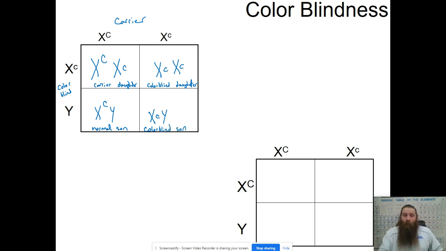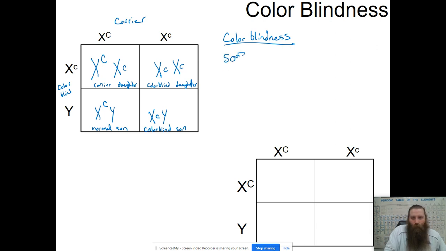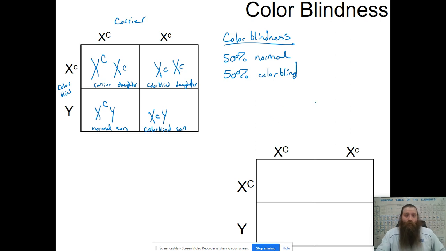So in this case, as far as color blindness is concerned, we have a 50% normal pass on of the allele on the left. We have a 50% colorblind allele pass on, right? So two colorblind kids. So a carrier female and a colorblind son.